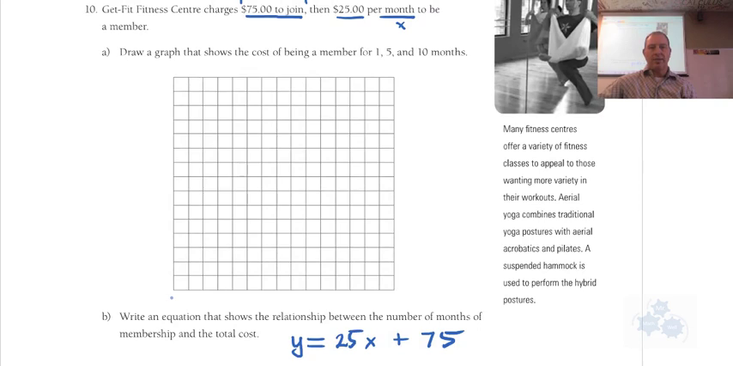So 1, 5, and 10 months. Okay, let's make the months down here. There's 1, 2, 3, 4, 5, 6, 7, 8, 9, 10. Okay. So let's see. This is cost, and this is months. Let's just make a little table of values here.